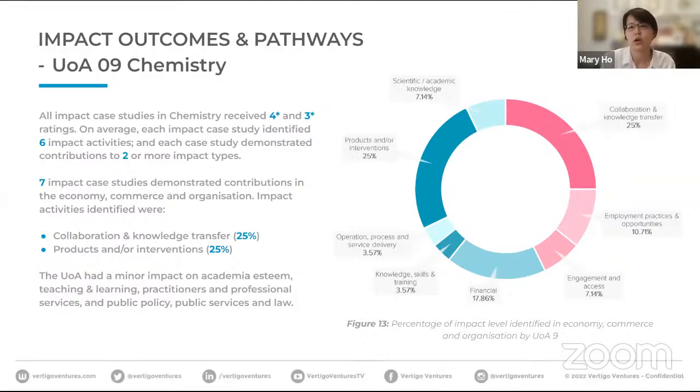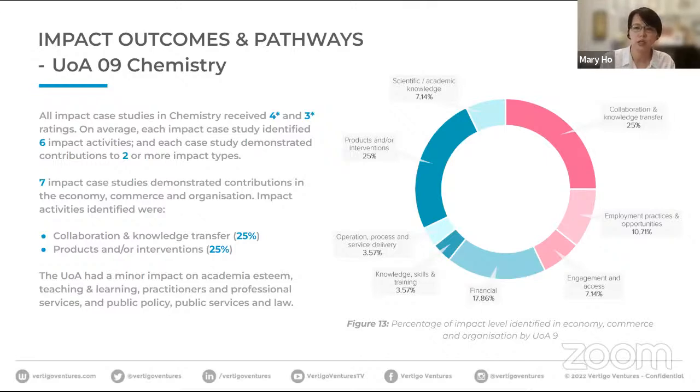trying to look into what they actually did to receive such high ratings of 4 stars and 3 stars, and what other UOAs or academics can learn from this UOA or from the academics of this department. So a mean score of 6 impact activities were identified per case study, with the highest number of impact activities identified as 9 and the lowest being 5.